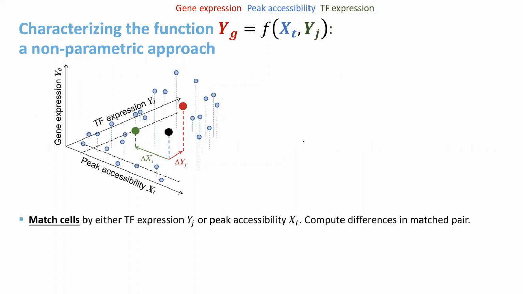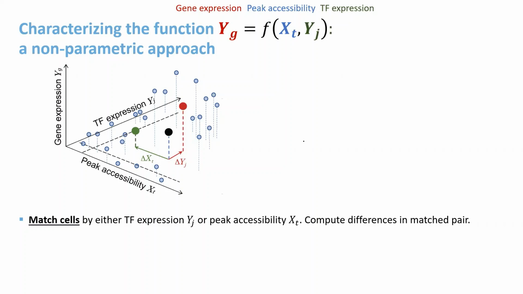So in this case, we have a 3-dimensional visualization. We have gene expression as your outcome variable, and we have 2 explanatory variables. Okay, so you match the cells by their TF expression, and in this case, the green cells and the black cells will be matched together. And if you match the cells by their peak accessibility, now in this illustration, the black cell and the red cell will be matched together. Okay, and then the variable that is matched for presumably will control for the variation in this variable.